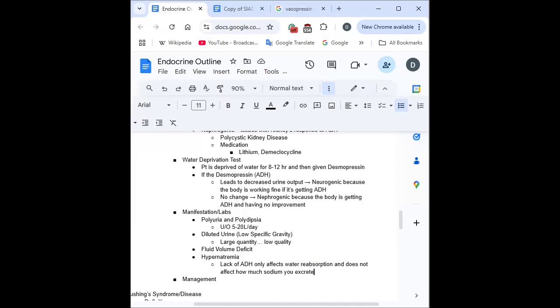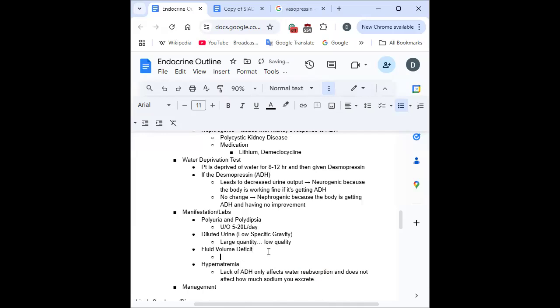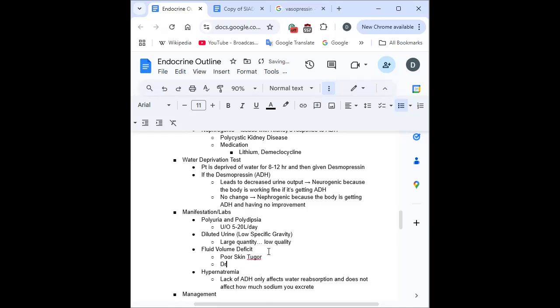And when we talk about fluid volume deficit, what are some signs and symptoms that are associated with it? Some physical symptoms that you might see in this person related specifically to FVD. Some vital signs. Yeah, so poor skin turgor. And to go with that, we can say dry mucous membranes.